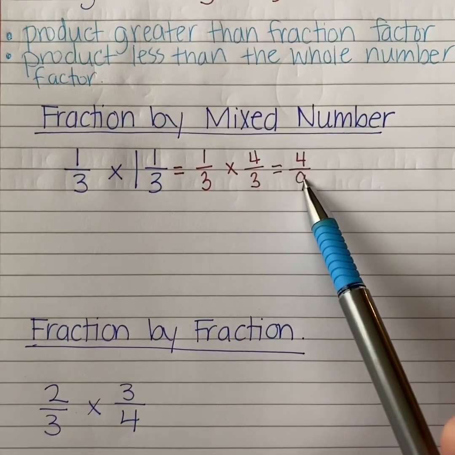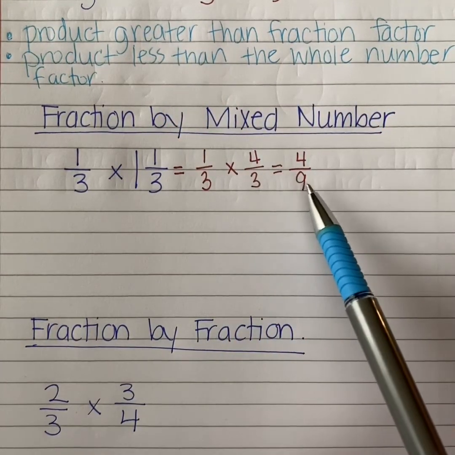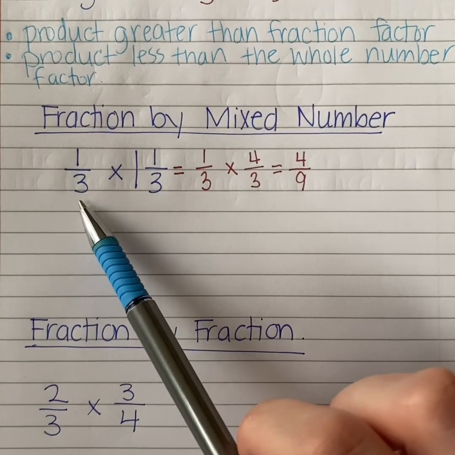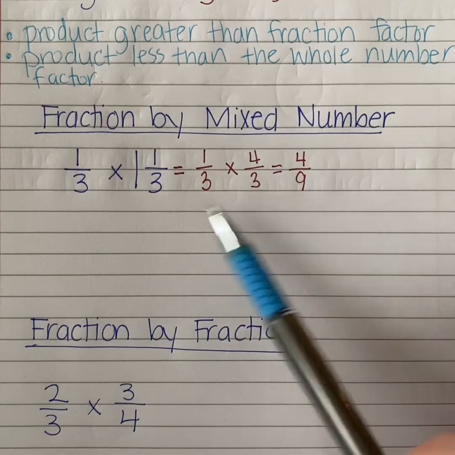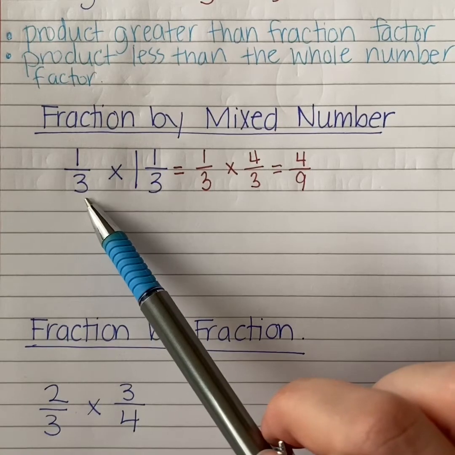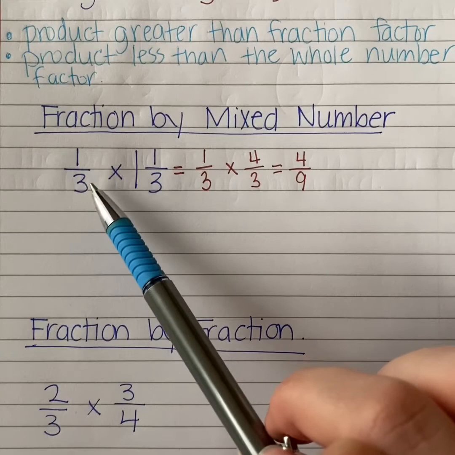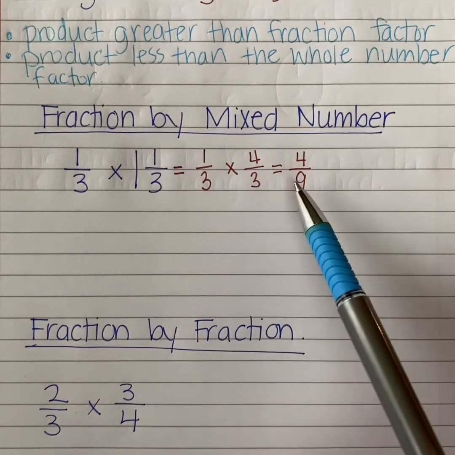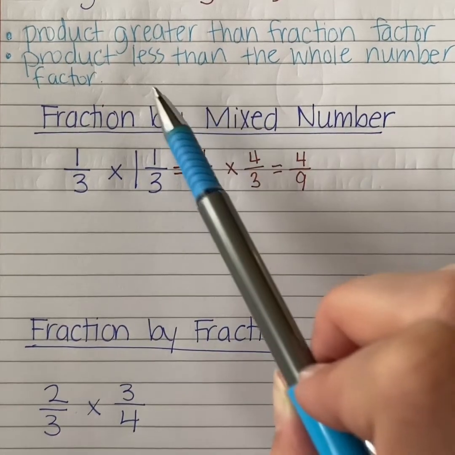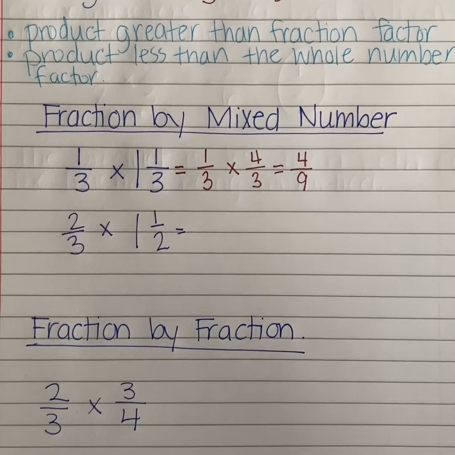Is the product greater than the fraction factor? Well, in order to know that for certain, we might want to think of this factor as an equivalent fraction. So this is an easy one because I know that 1/3 is the same as 3/9, right? Because 1 times 3 is 3, 3 times 3 is 9, right? So 3/9 is in fact less than 4/9. So that would mean, yes, it's true that the product is greater than the fraction factor. Let's do one more and see if this still works.